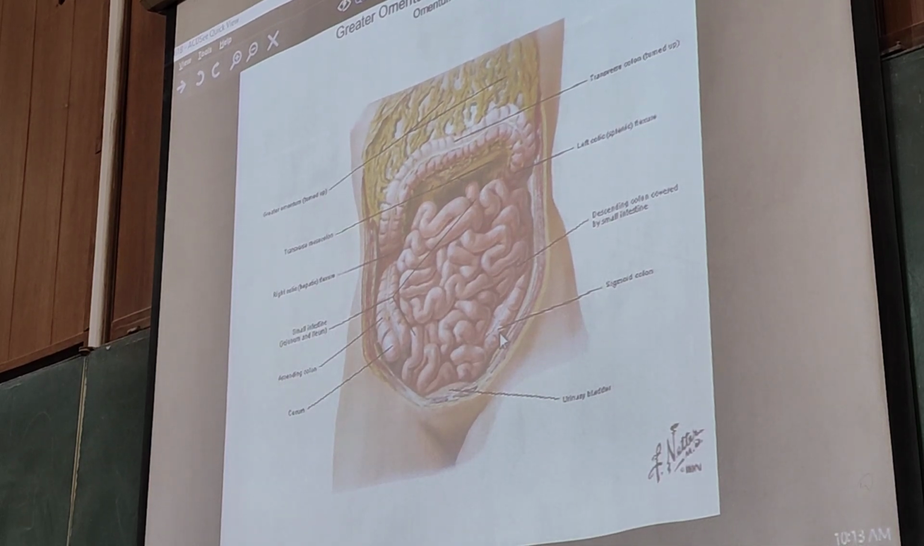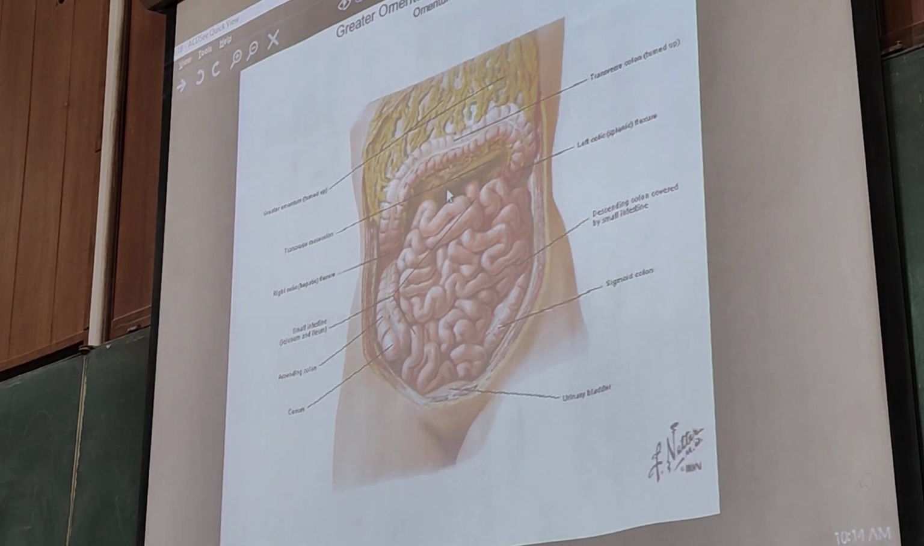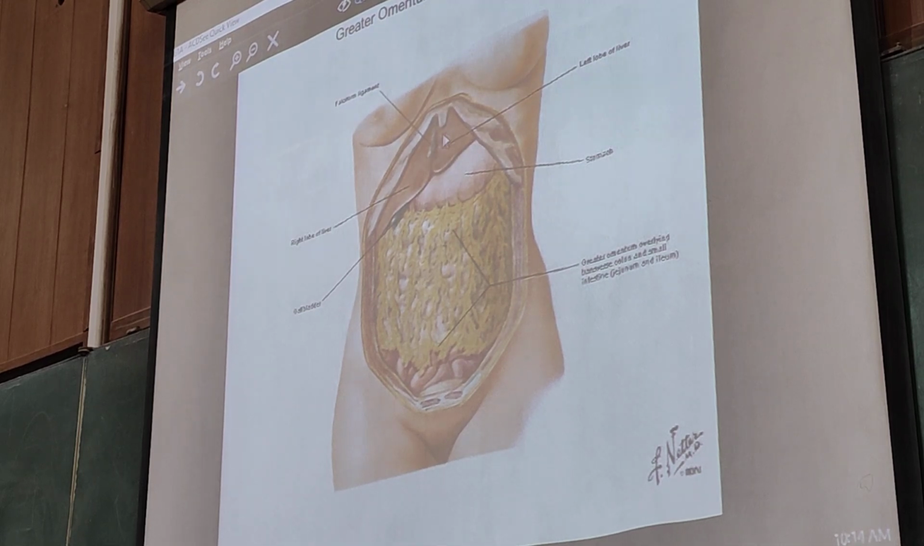And this one should be sigmoid. When we remove this part, then we can reach the rectum. So, as you can see here, the transverse colon by its meso divides the greater cavity into two parts. Below the transverse colon and its meso we say infracolic, and above these we say supracolic.